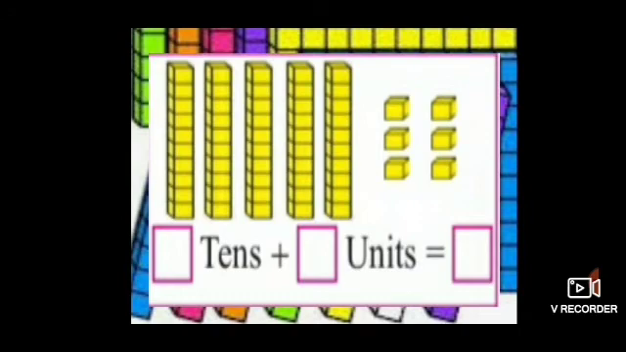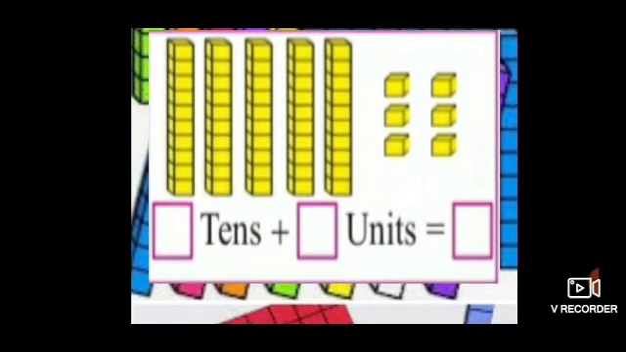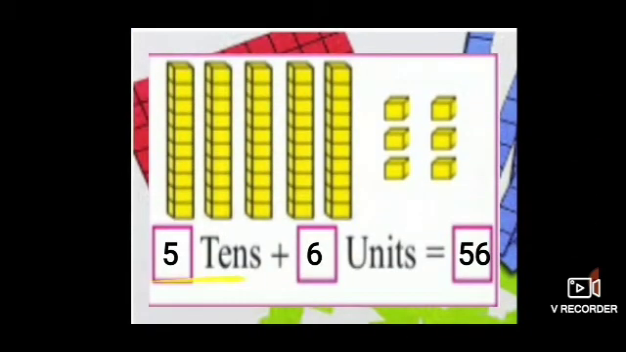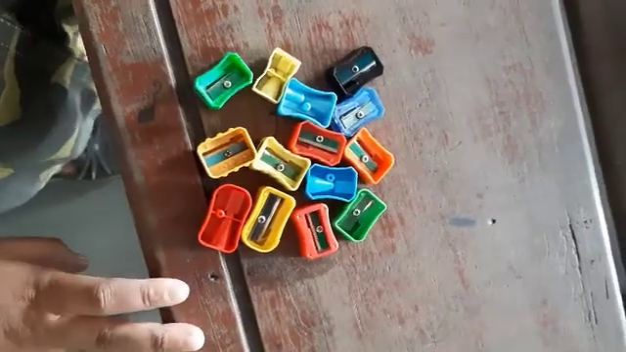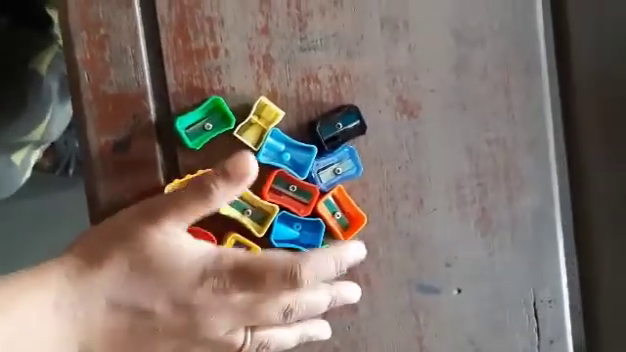Now in this picture, how many groups of blocks are there? 1, 2, 3, 4, 5. So total 5 groups of tens blocks. And units: 1, 2, 3, 4, 5, 6. 6 units. 5 tens, that is 50, plus 6 units. So 50 plus 6 is 56. So children, there are some sharpeners on my desk.